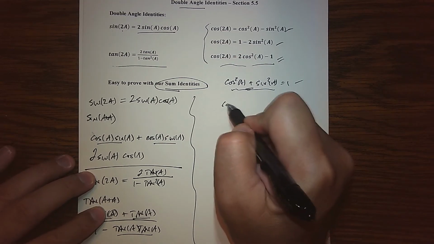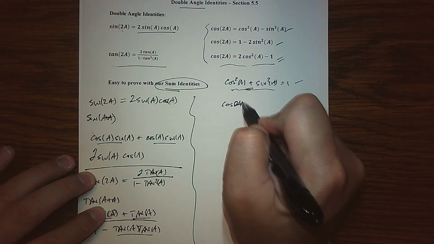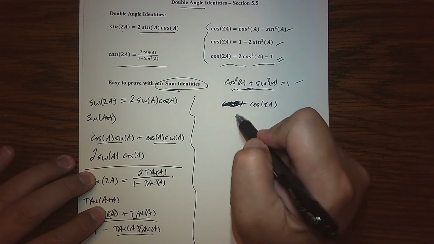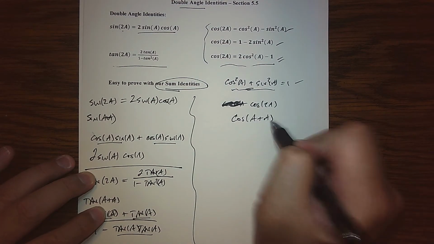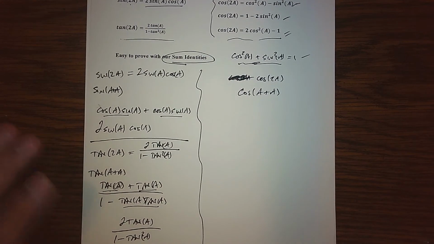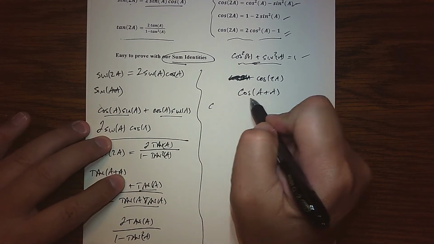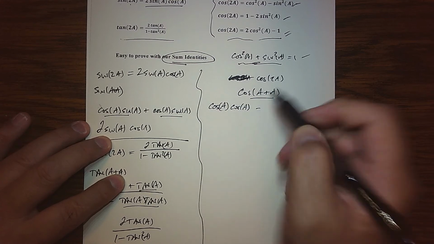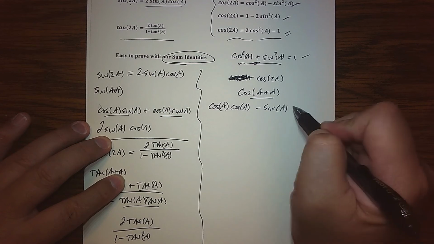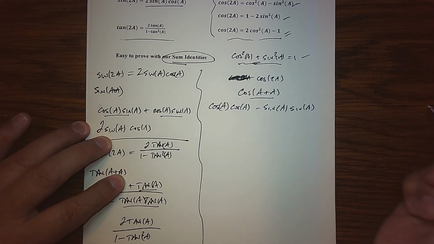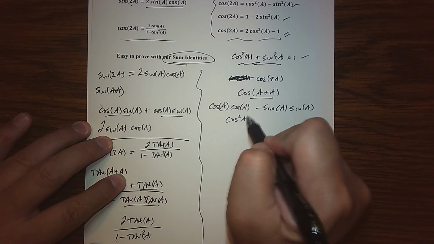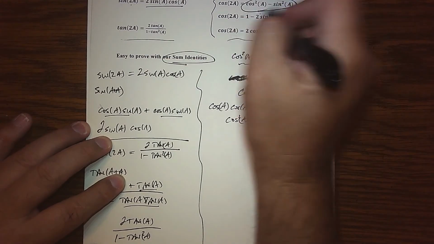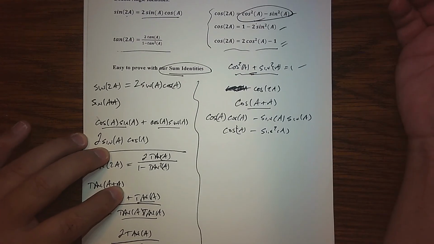But again, the cosine of 2a, let me write that better. The cosine of 2a, we can rewrite that as the cosine of a plus a. And once we have it written that way, using the cosine of the sum, this is the cosine of a cosine of a minus the sine of a sine of a. And so this is basically your cosine squared of a minus your sine squared of a. So we've basically proven the first way to write the cosine of a double angle.